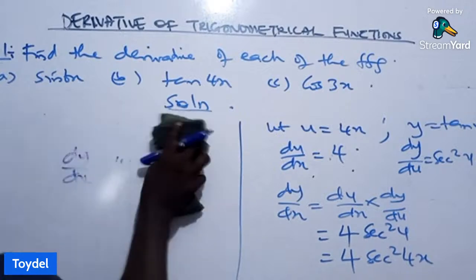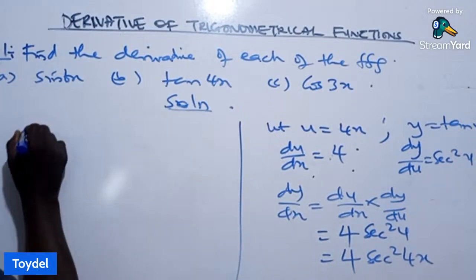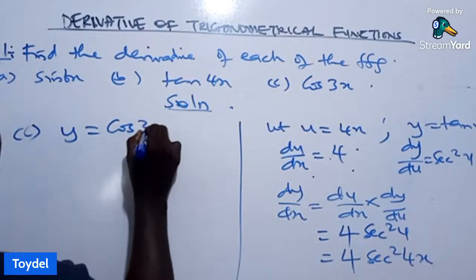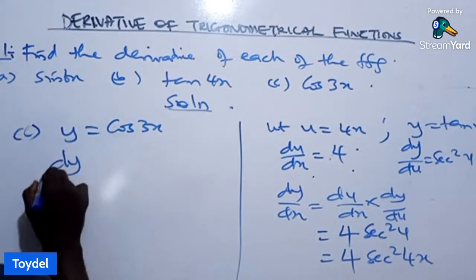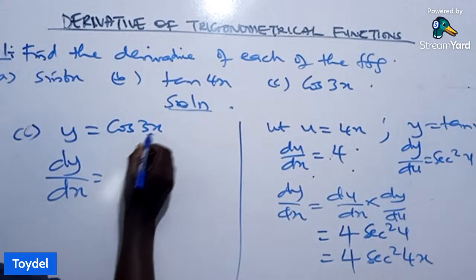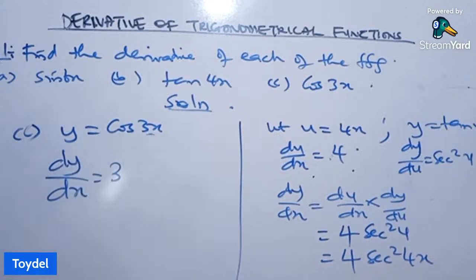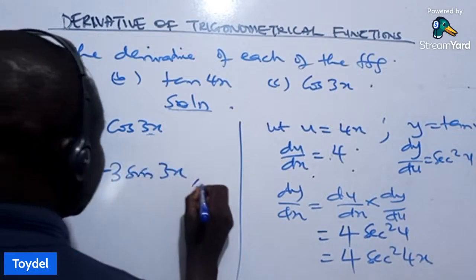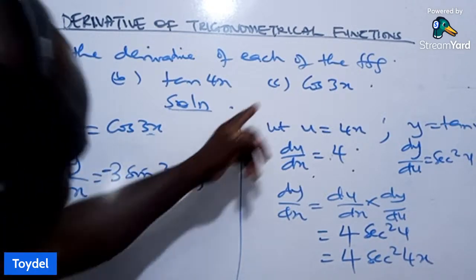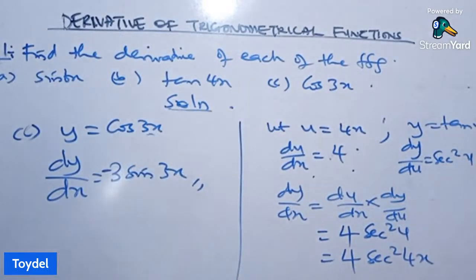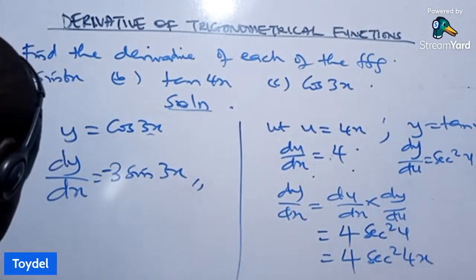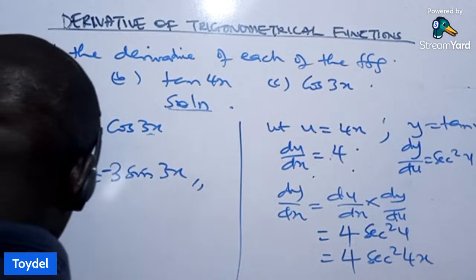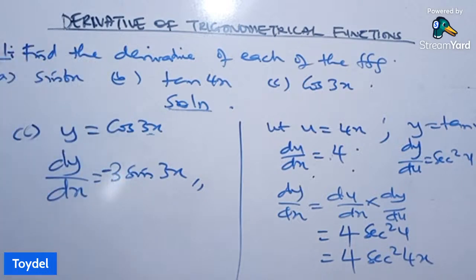Then the third question under example 1, C, is where you have y equal to cos 3x. Without going through any process here, dy dx will be, the derivative of this is 3. What is the derivative of cos? If we differentiate cos, it's minus sine. So I will have minus 3 sine 3x, and that's the answer. How do I get this? Just follow this process and you are going to get what I have here. So that will be the answer without going through any stress. You just get the answer straight away.